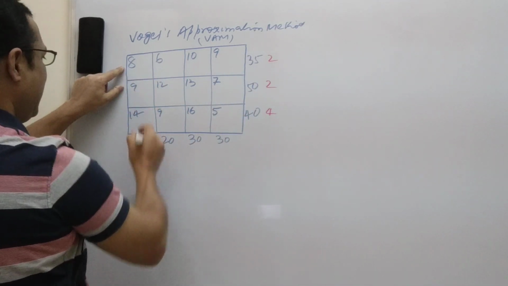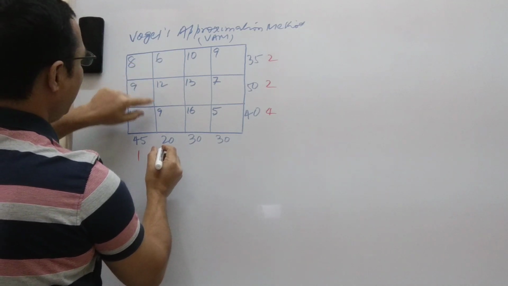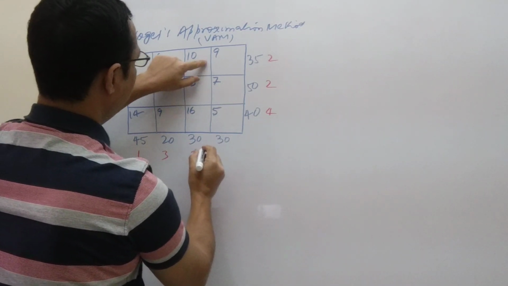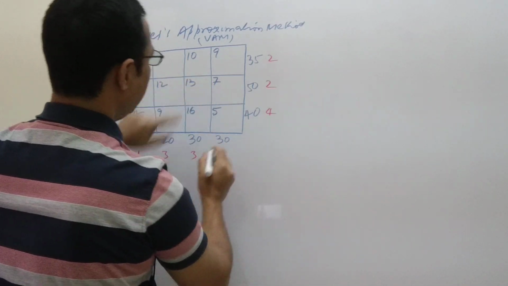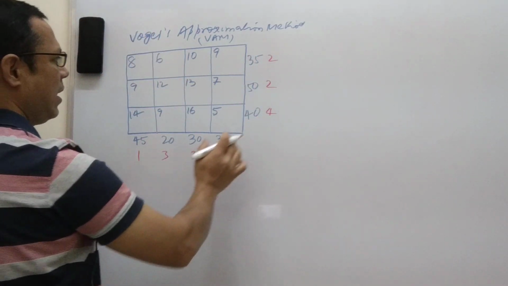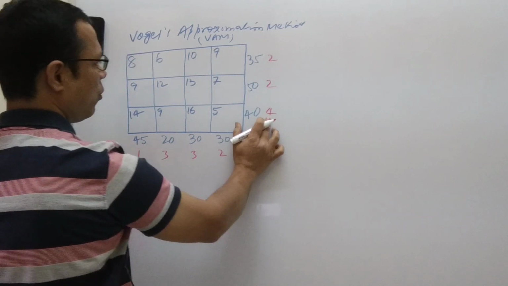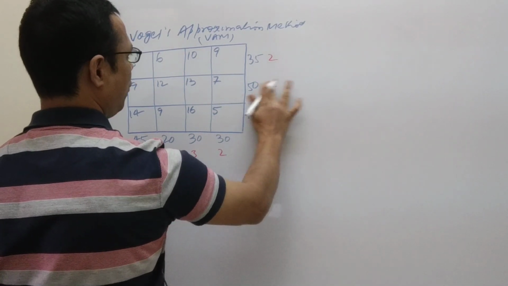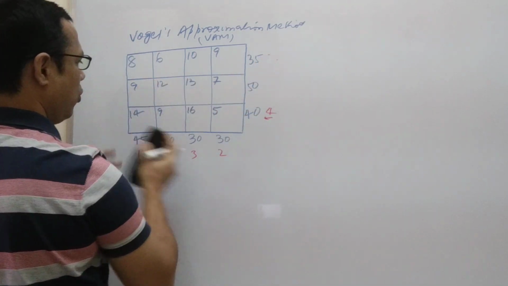Now here 8 and 9, difference 1. 6 and 9, difference 3. 10 and 13, difference 3. 5 and 7, difference 2. Out of all these penalties, we can easily see this 4 is going to give the largest penalty. So now we are going to consider this 4, and the rest of the penalties we are going to erase.